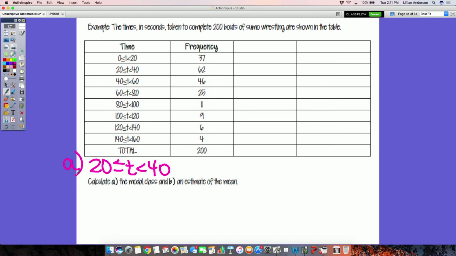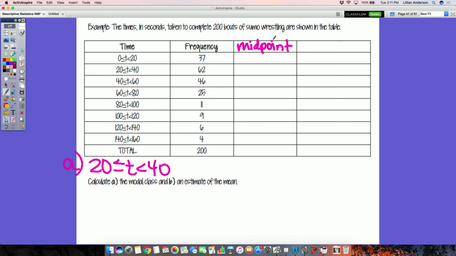So we need 2 things when we're finding the mean, an estimate of the mean. What are those 2 things? We need the frequency, and we need the midpoint of each class. So we need to figure out what is the midpoint of each class.